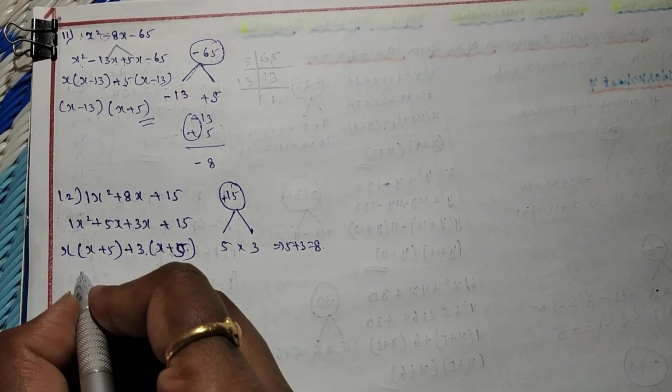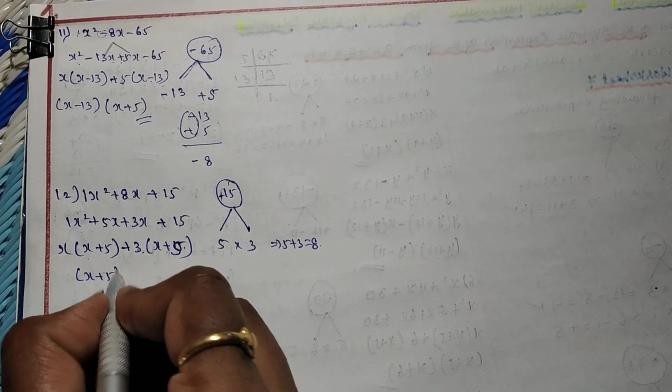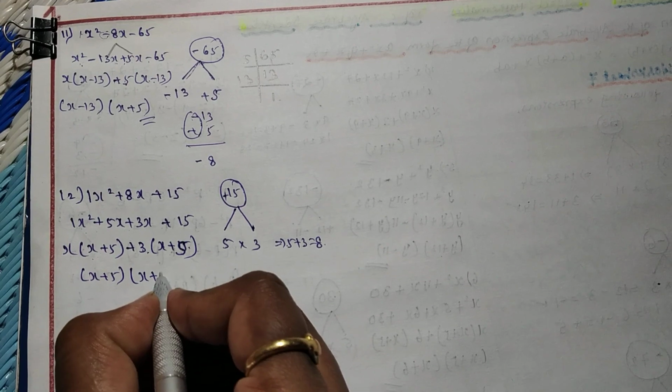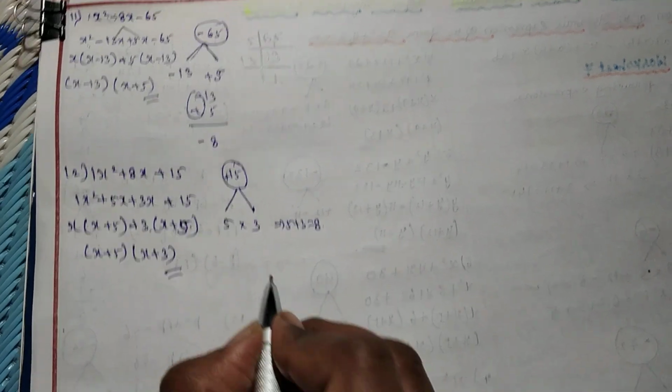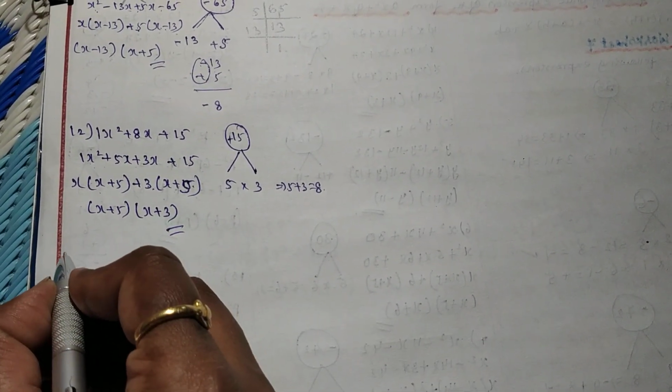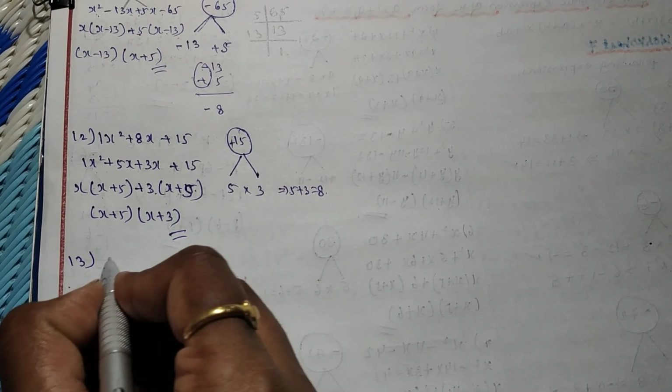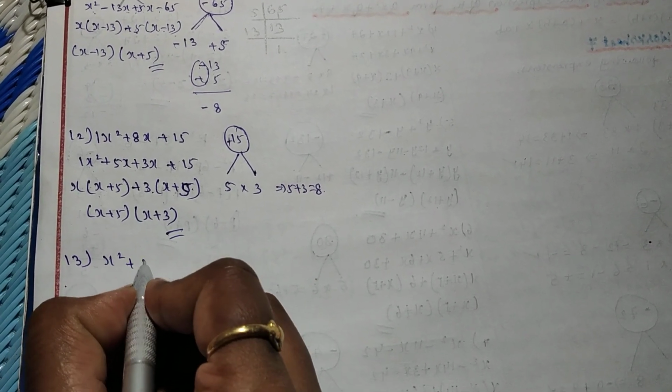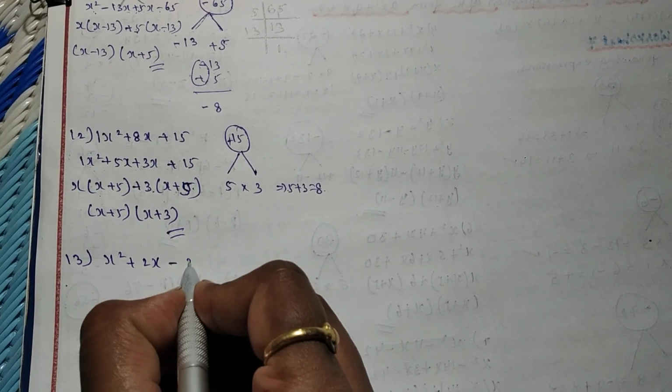In between these two, x plus 5 is common. Remaining is x plus 3. So these are the factors, children. Now let me move to 13th question. x square plus 2x minus 24.